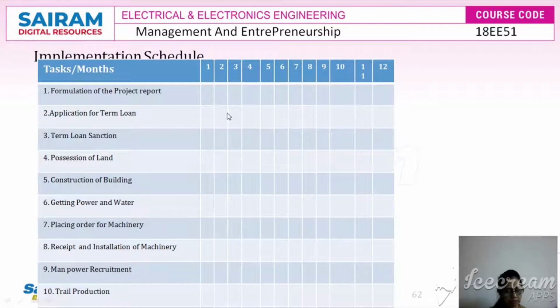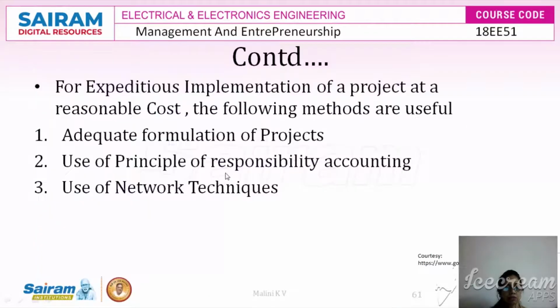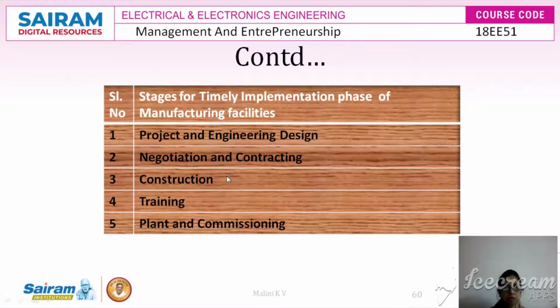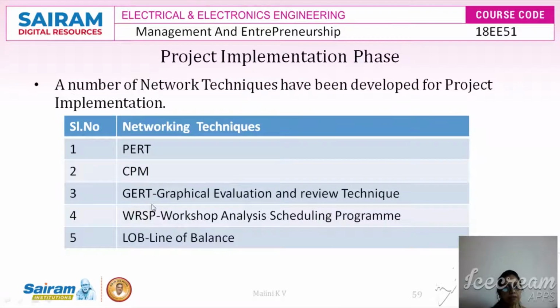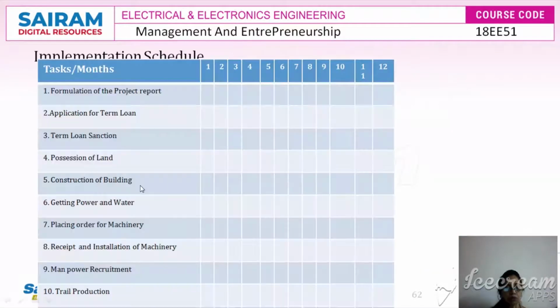So the number of network techniques which I mentioned in the earlier slide, like PERT, GERT, the LOB, or the WRSP. Out of all these, two methods are very popular. They are PERT and CPM. Before understanding PERT and CPM in length, we need to understand why the implementation schedule has to be prepared.